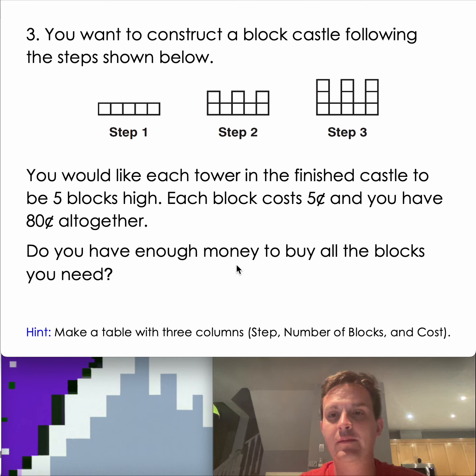3, you want to construct a block castle following the steps shown below. Step 1, Step 2, Step 3. You would like each tower in the finished castle to be 5 blocks high. Each block costs 5 cents and you have 80 cents altogether. Do you have enough money to buy all the blocks you need? Hint, make a table with 3 columns: step, number of blocks, and cost.